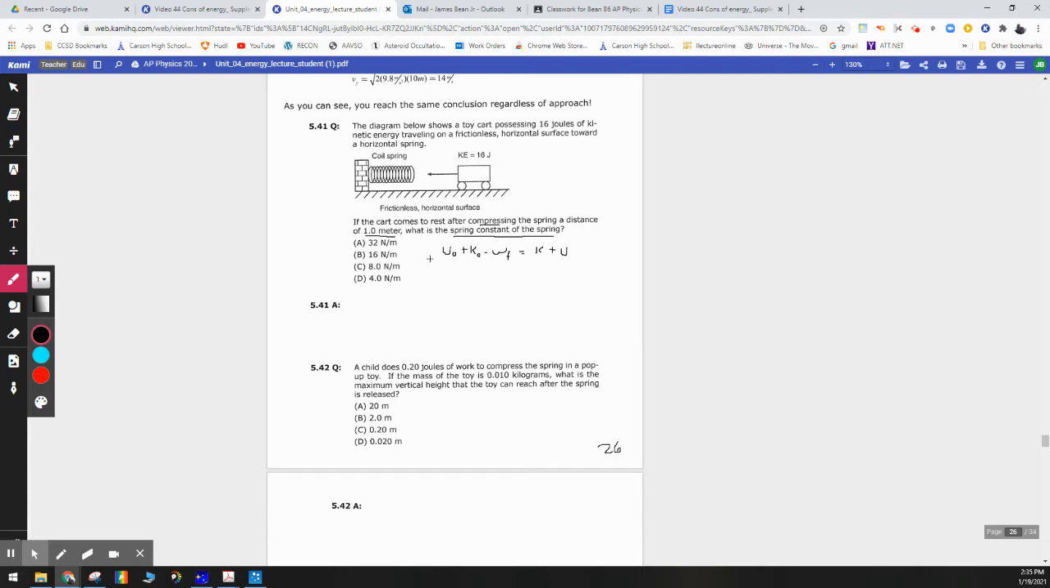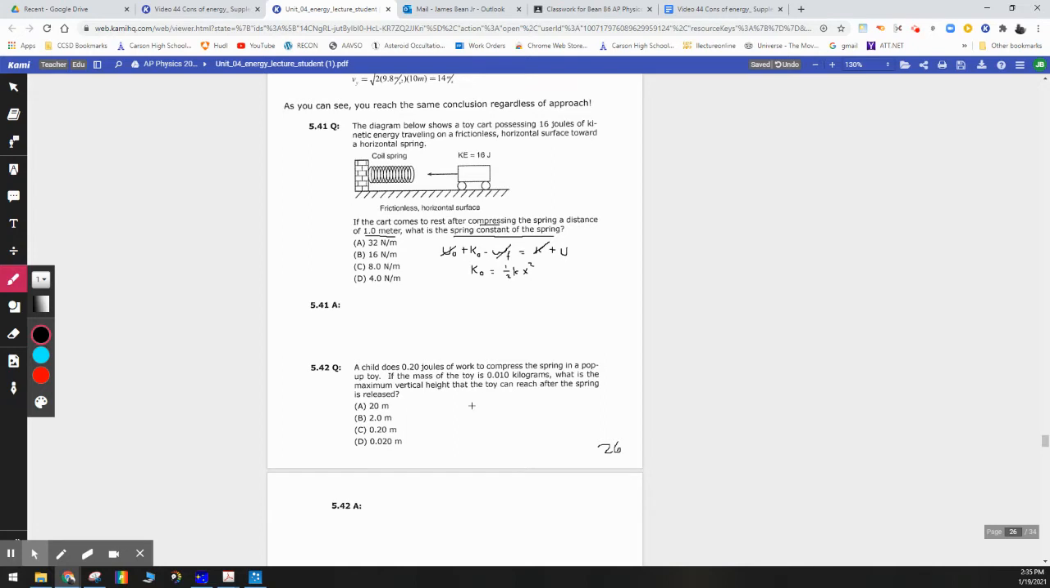Initial kinetic energy is 0. There's no friction, and the final kinetic energy is also going to be 0 because it's going to come to rest. We are given the potential energy, and this is going to be for a spring. So there's 1/2 k, the spring constant, and x squared. From here, we should be able to solve 5.41. We'll go ahead and hit pause and let you work on it.